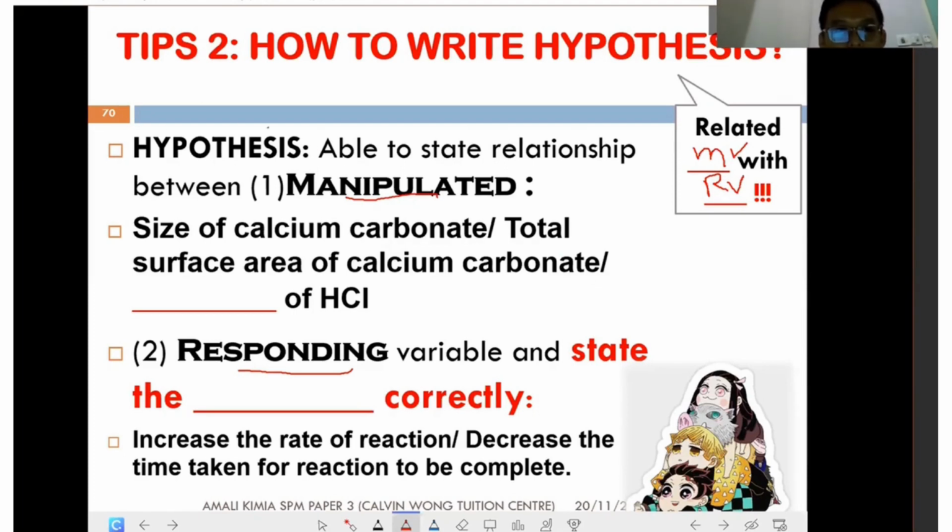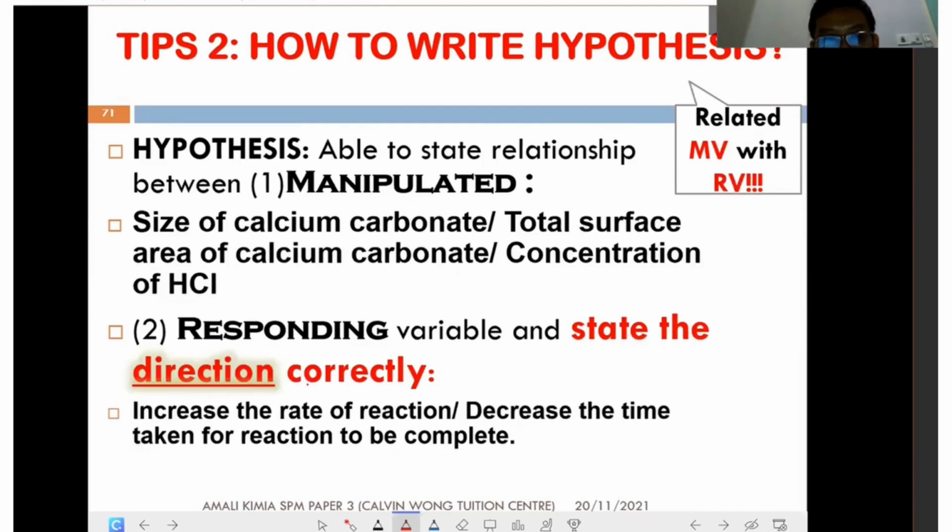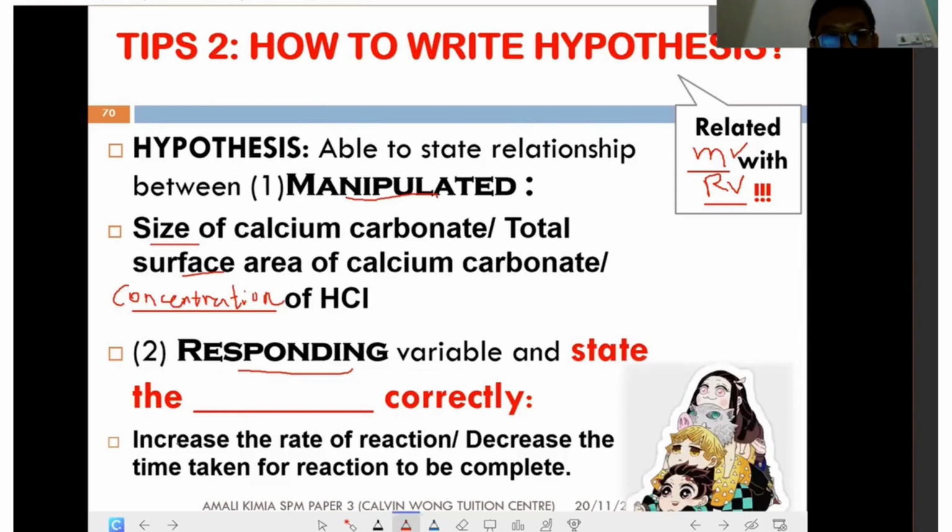Okay, you see, what is the MV? Normally MV is the manipulasi one, the size, the total surface area. Okay, the what of the acid? Normally is the concentration, right? Kepekatan kan? Okay, all this we manipulasikan. We manipulated it. So what is your responding? Normally is the oxidation, right? Normally is the time, is the rate of reaction, right?